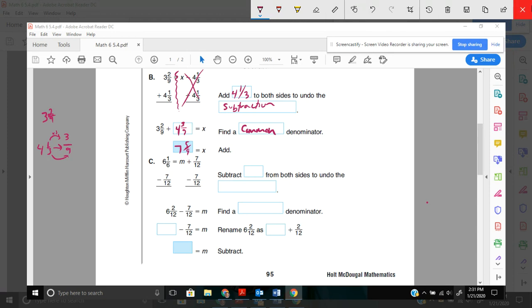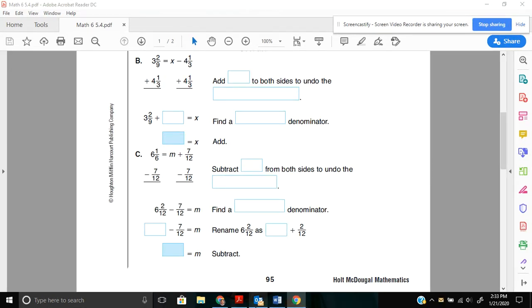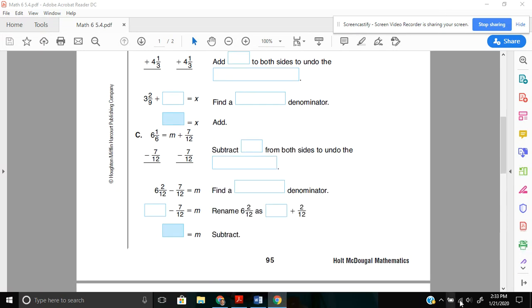Right, let's try letter C. I'll just close this so we don't get any more annoying pop-ups.